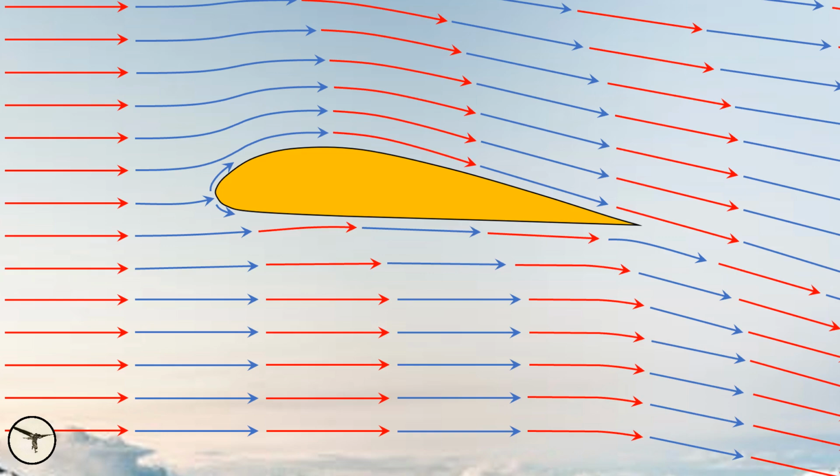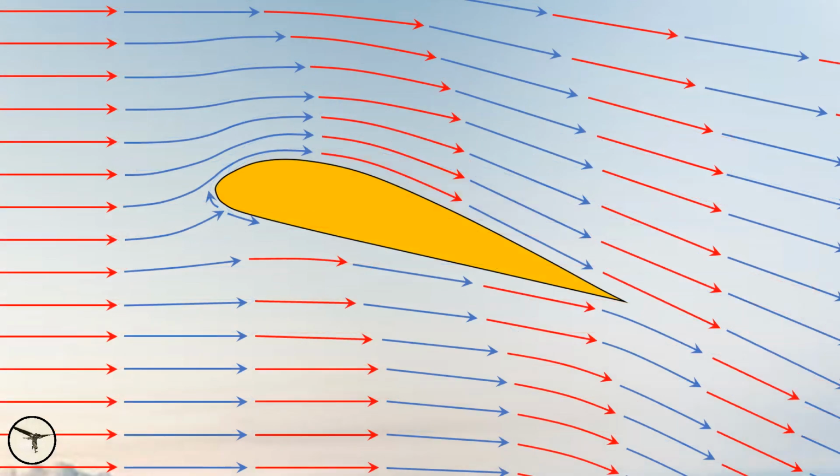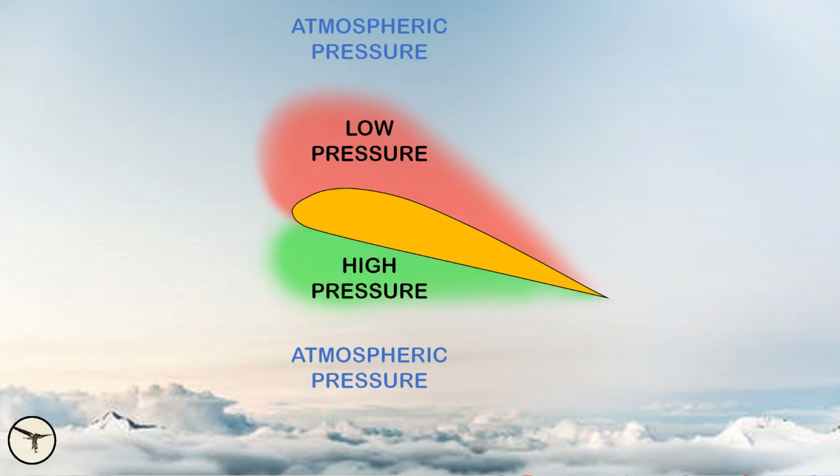And this is what happens when the air is flowing around the leading edge. The higher the angle of attack, the longer the curved path and the stronger the acceleration. And with it, the dynamic pressure increases. And in accordance with Bernoulli's equation, the static pressure decreases.